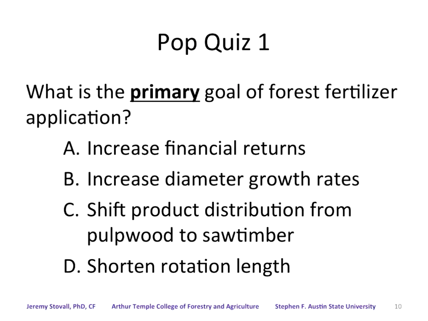We'll start off with a question. There's 5 of these pop quizzes throughout the presentation, mostly so I can see what folks think, but these also might be important to pay attention to if you're trying to get CU credits here for the webinar. So take a moment here and figure out this first one. What's the primary goal of forest fertilizer application? Is it A, to increase financial returns, B, to increase diameter growth rates, C, to shift product distribution from pulpwood to sawtimber, or D, to shorten rotation length? I'll give you a moment here to answer.